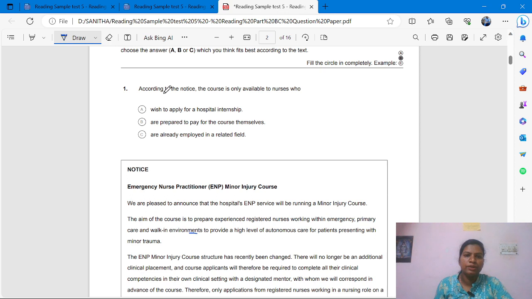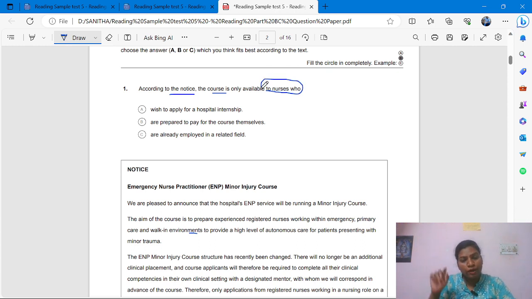We have to read first. You have to read the question. There are some notices given here. First, you have to underline the key words. According to the notice, the course they are talking about is only available to the nurse who. This we have to find out.